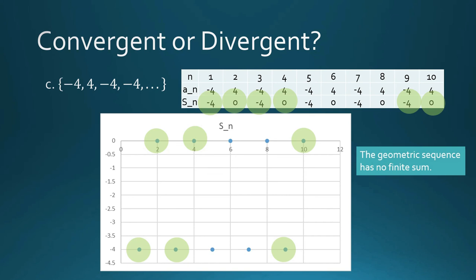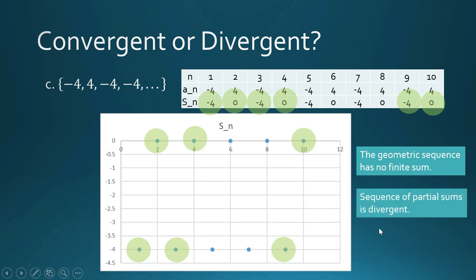The geometric sequence has no finite sum because the sequence of partial sums do not organize themselves around a particular real number. So this one is oscillating between -4, 0, -4, 0. The geometric sequence, which is this, has no finite sum. The sequence of partial sums that arise from this geometric sequence is divergent.